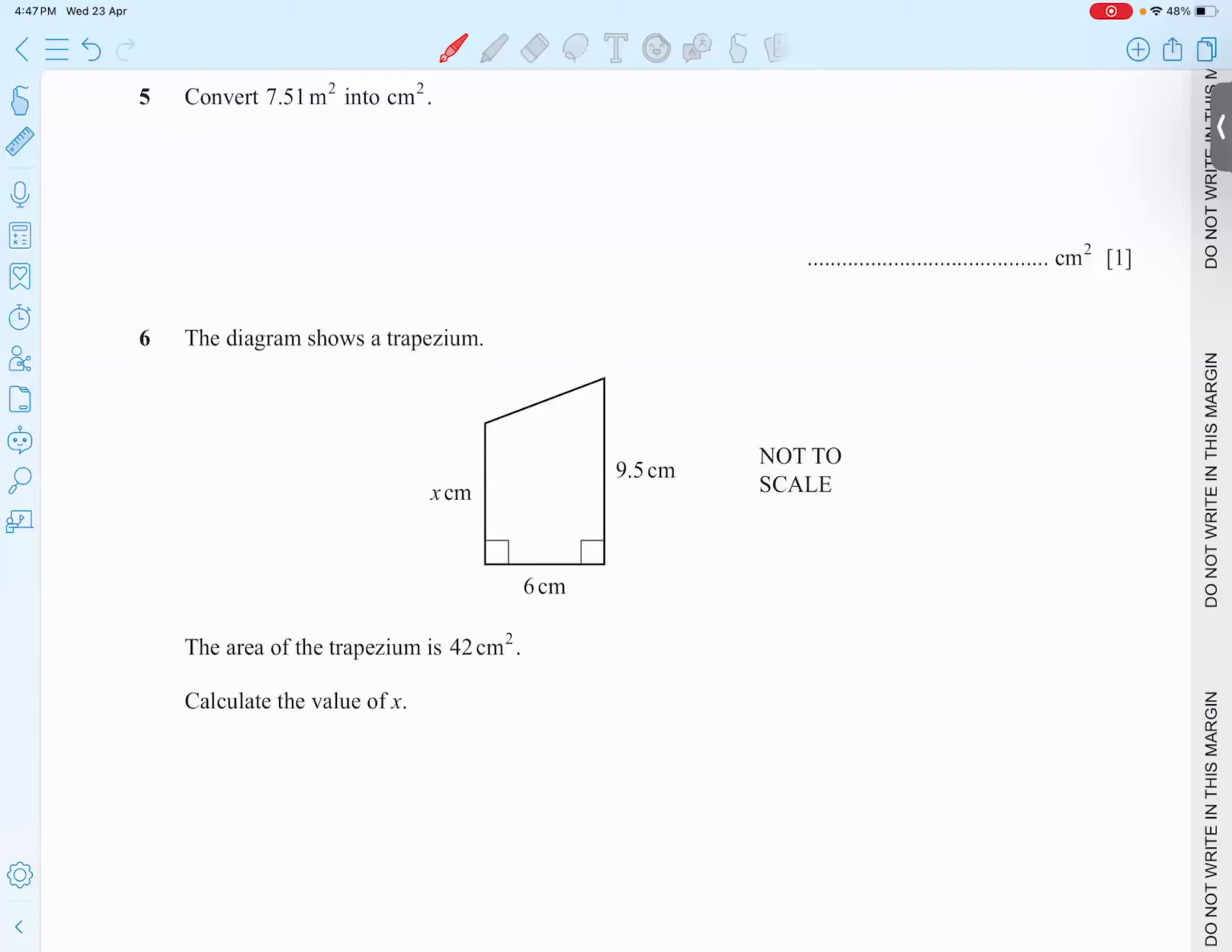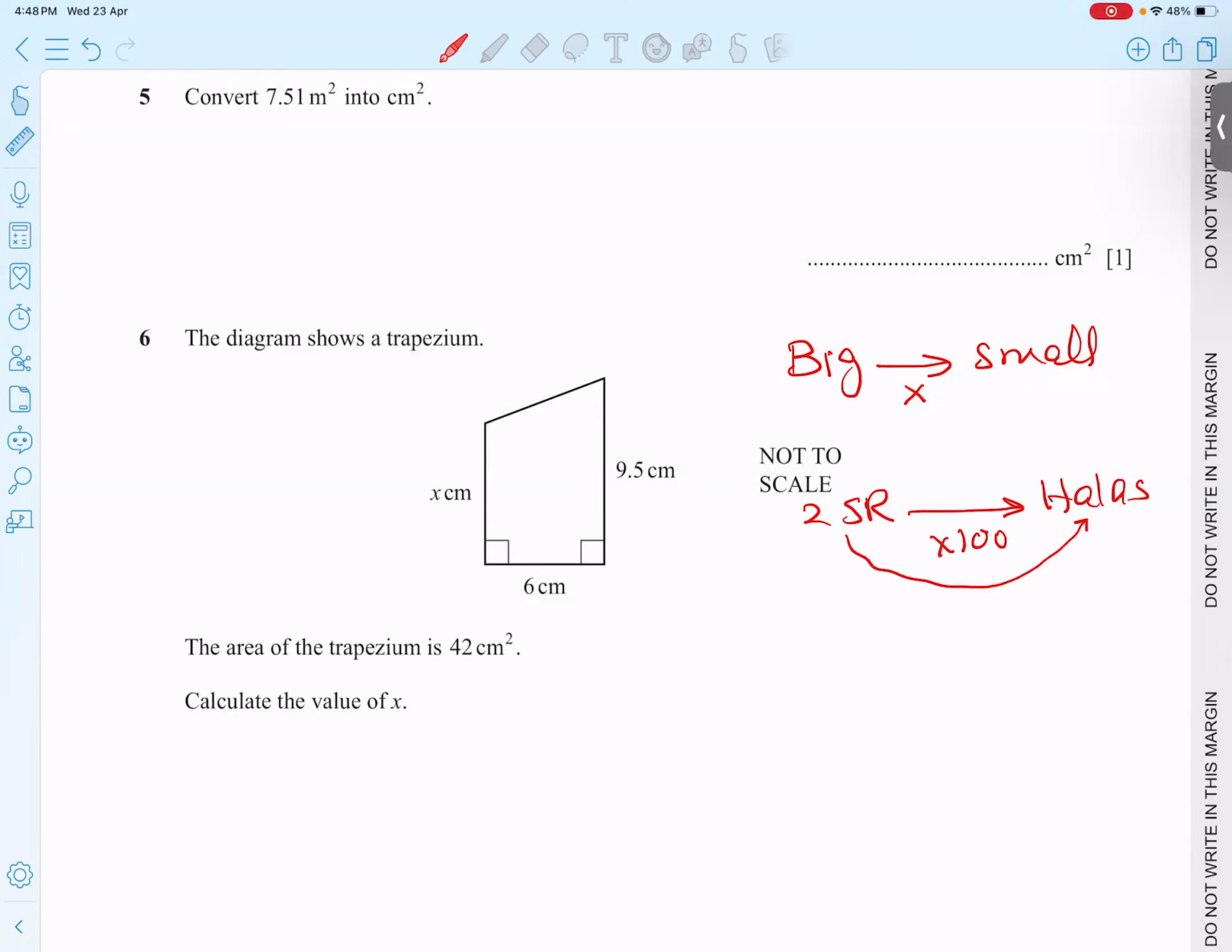Question number 5. He's saying convert 7.51 meters square to centimeters square. I want to teach some extra rules. Whenever you have a big scale and you want to convert to a small scale, you multiply. For example, if you have 2 Saudi Riyal and you want to convert into halalas, how to do it? You can multiply by 100. You see, convert big unit to small unit, you multiply. So whenever you forget, you can make this kind of rule.